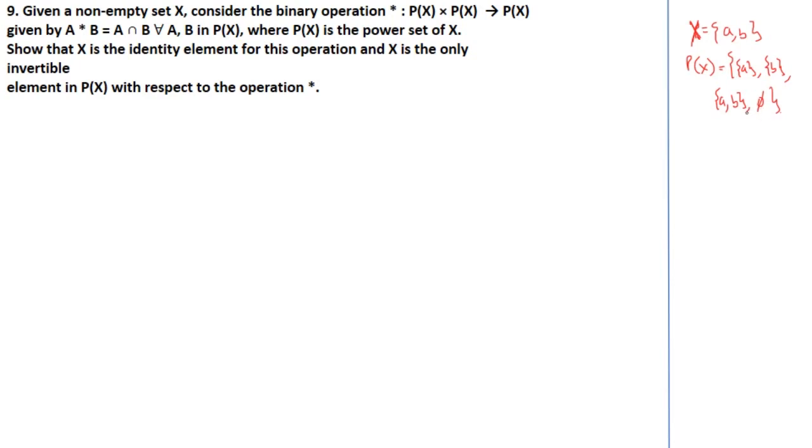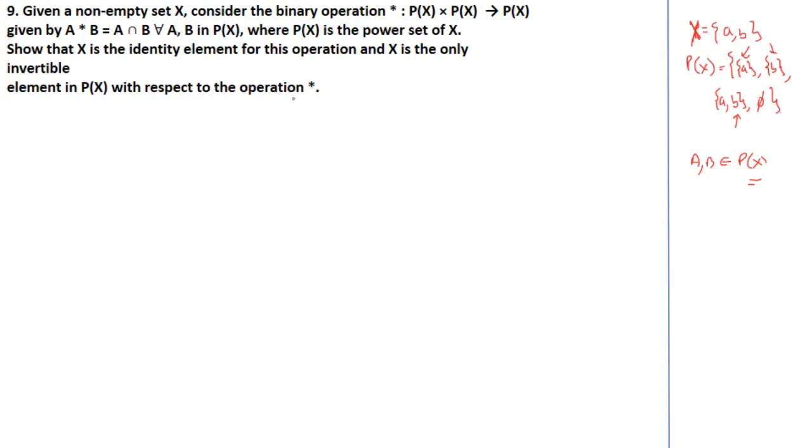Okay, so A star B means an operation A star B that is equal to A intersection B. Since it is defined from P(X) cross P(X) to P(X), every element in A and B will be lying in this P(X). So A and B must belong to P(X). So this is clear. Now we need to show that X is the identity element for this operation, and X is the only invertible element in P(X) with respect to the operation star.